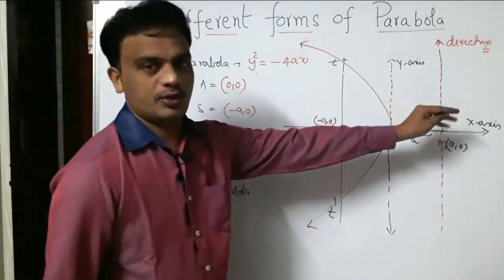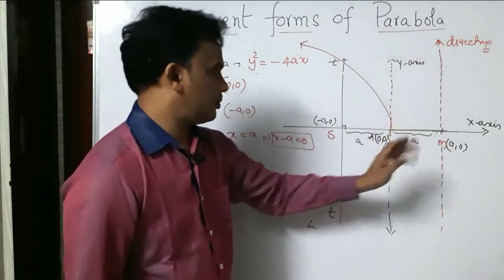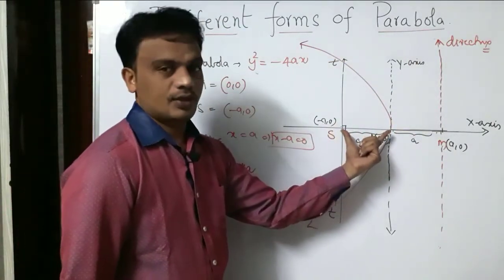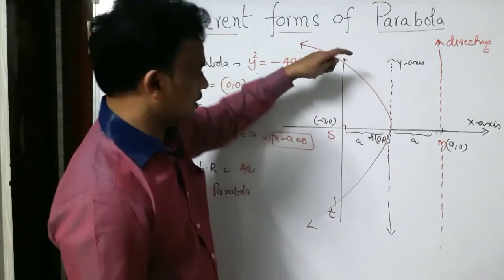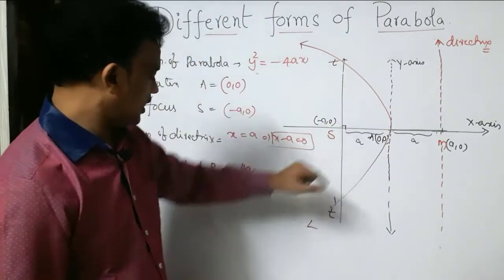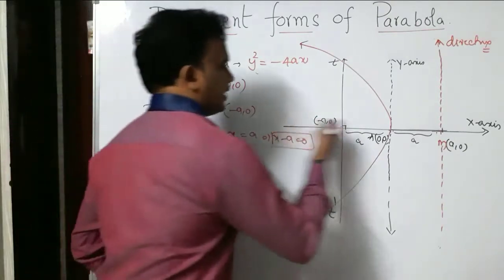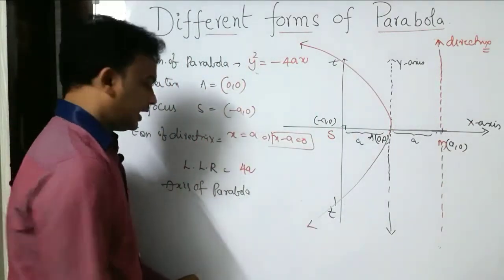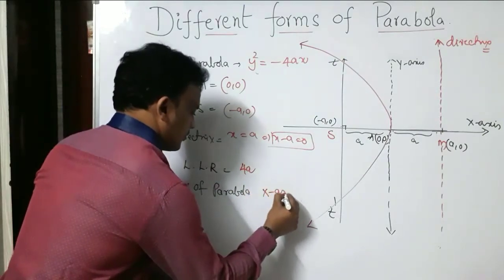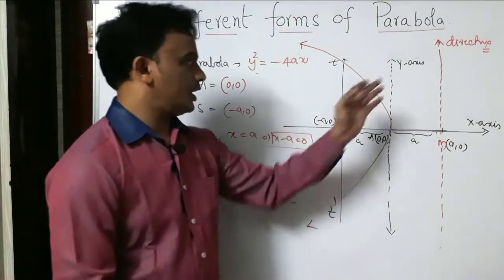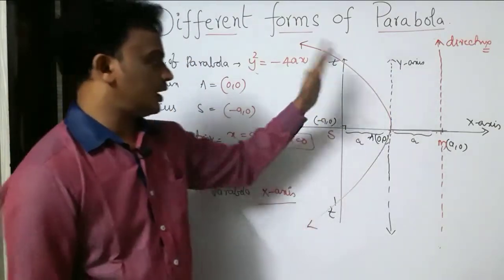Same like this, we can prove what we proved from the standard form. Why? Because its length is a, and it will get 2a and 2a. Totally the length of latus rectum is 4a. Then what is the axis of the parabola? The axis of the parabola is the x-axis. So please find the difference between the standard form, the right-handed parabola, and the left-handed parabola.